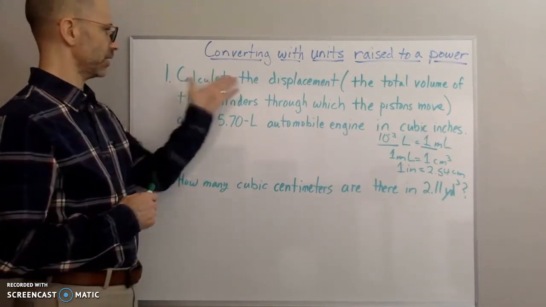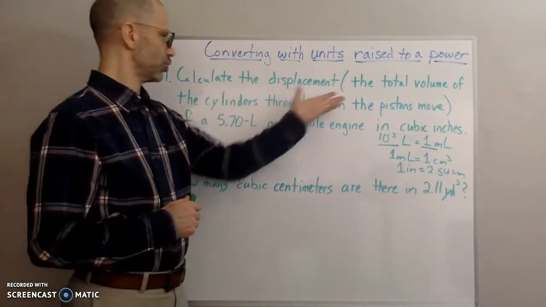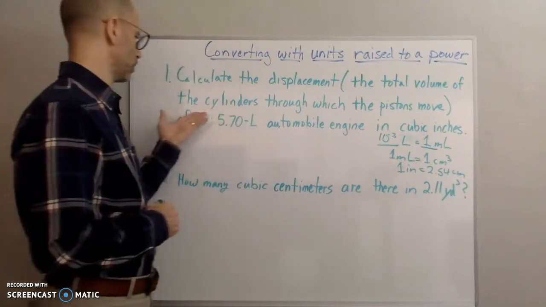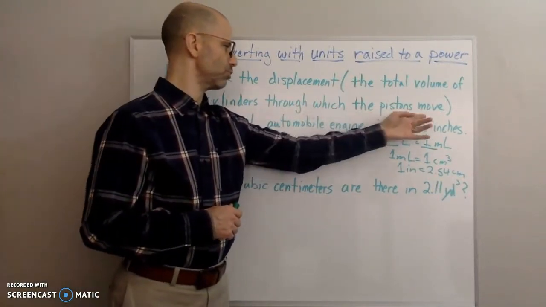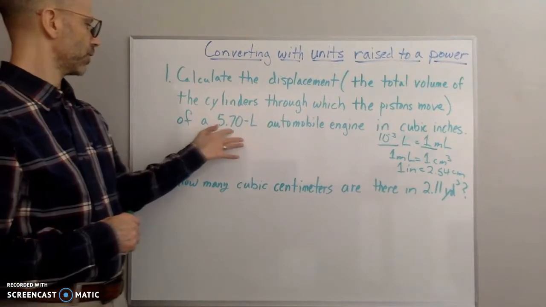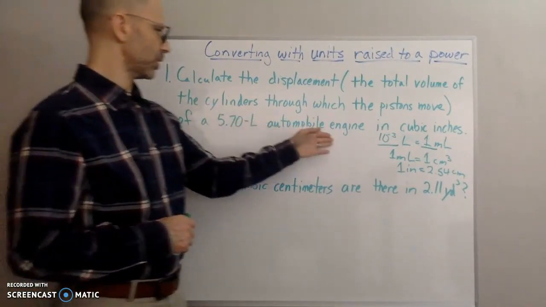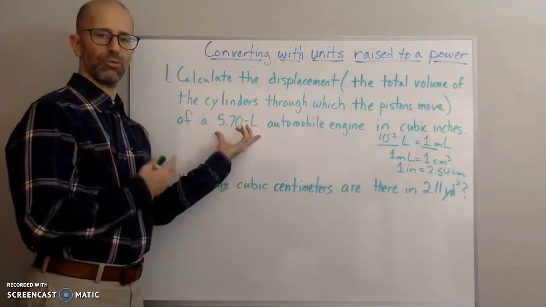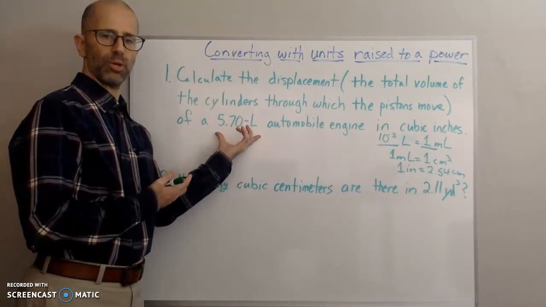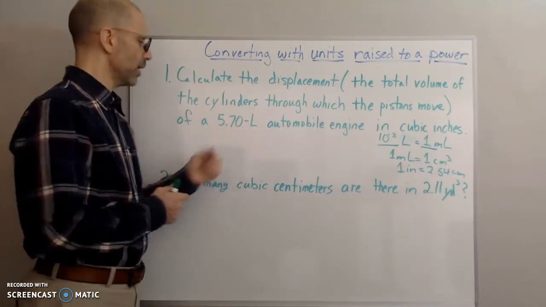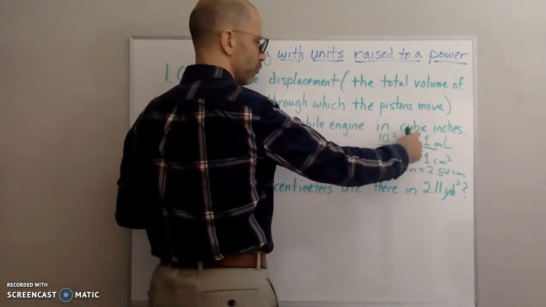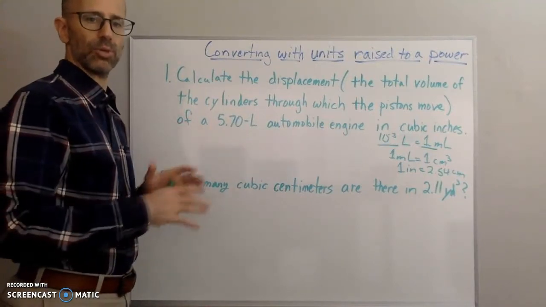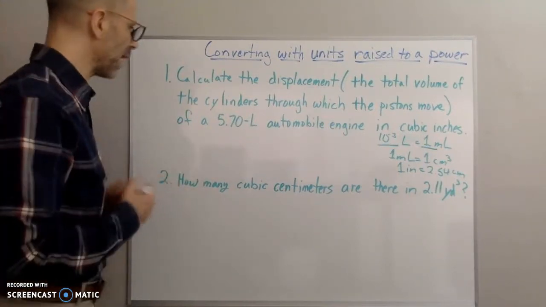It says calculate the displacement, and then it tells you what it means by displacement. Calculate the displacement, or what they mean is the total volume of the cylinders through which the pistons move of a 5.7 liter automobile engine in cubic inches. So basically they're giving us the volume of the automobile engine in liters, and they want us to give that in cubic inches. So we're going from liters to cubic inches, inches cubed, right? So how do we do that?